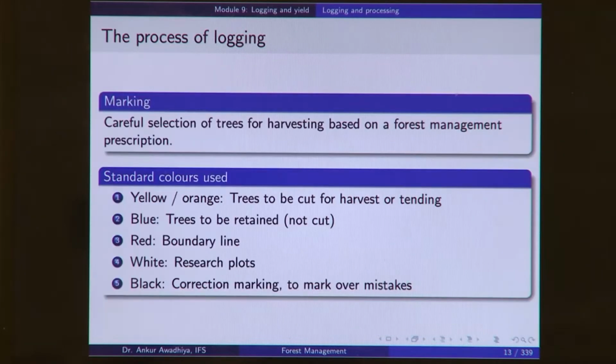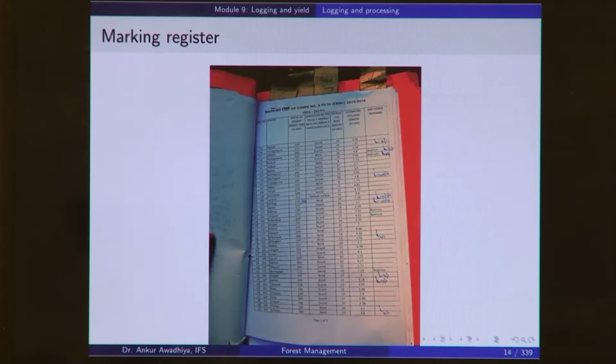the requirements. This is followed by marking, which is a selection of trees for harvesting based on a forest management prescription. Standard colors are used, and typically yellow or orange means that a tree has to be cut for harvest. Blue means that it has to be retained. Typically we use blue for trees that are very close to a river. Red is boundary line, white is research plot, and black is a correction marking to mark over the mistakes.